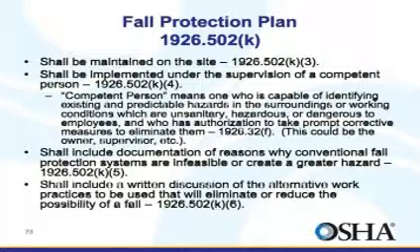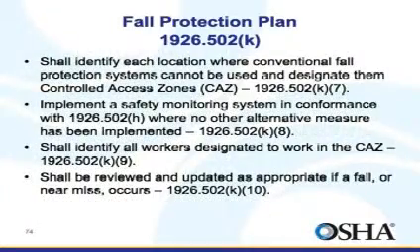The plan must also document why conventional systems are infeasible or create greater hazard, and it must include a written discussion of the alternative work practices that will eliminate or reduce the possibility of a fall. All locations where conventional systems cannot be used must be identified in the plan and be designated in the plan as controlled access zones. All workers authorized to work in the controlled access zone must be identified, and the plan must be reviewed and updated if a fall or near miss occurs.